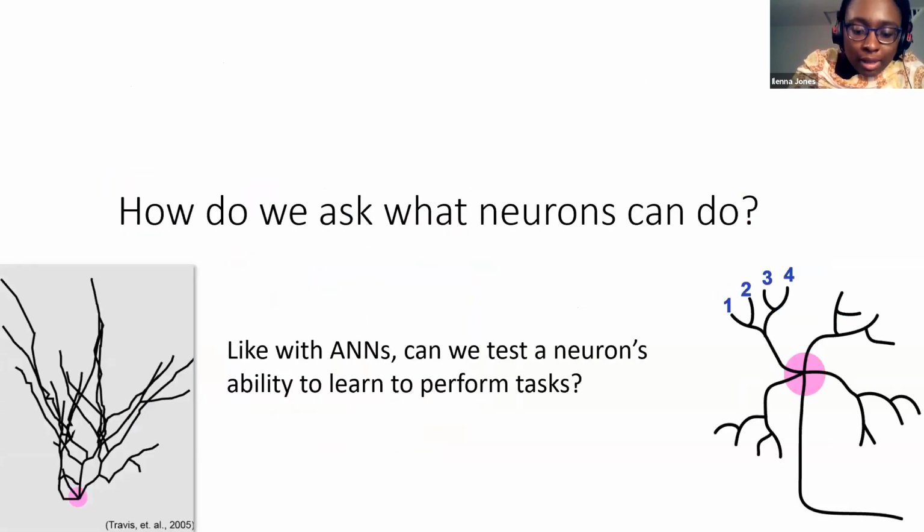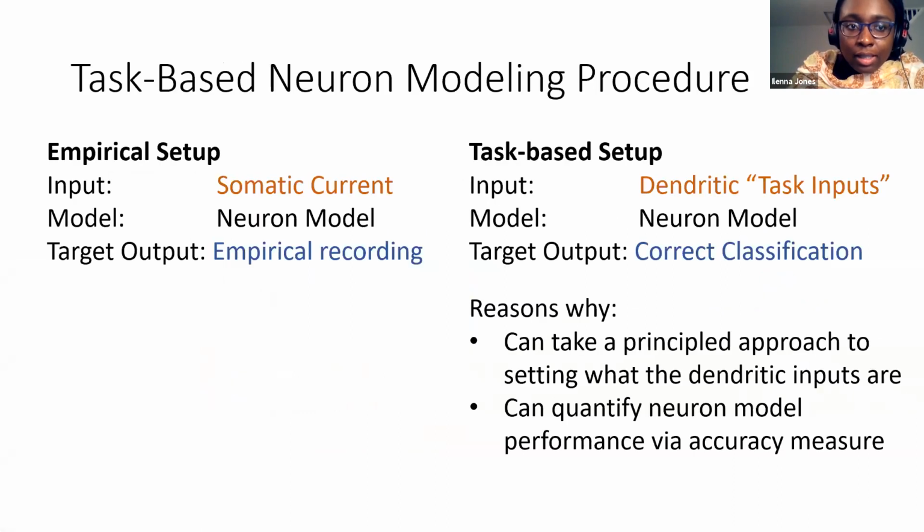However, the other method of asking what neurons can do that I'm proposing is led by this question. Like with artificial neural networks, can we test a neuron's ability to perform tasks? In this task-based neuron modeling procedure, I put them side by side. It's the input and output that are different. And I will say clearly now that the task that I have in mind is a binary classification task. Binary, because neurons, as far as I'm considering them, produce a binary output.